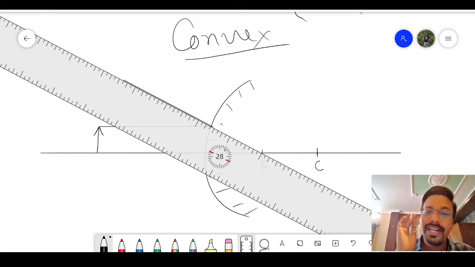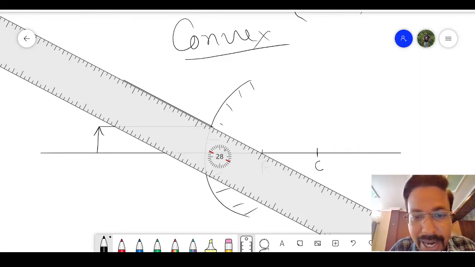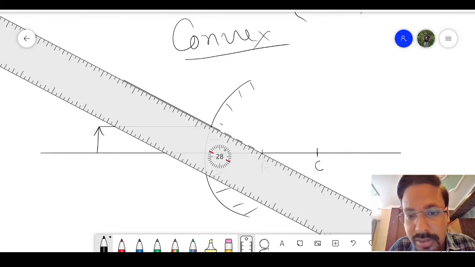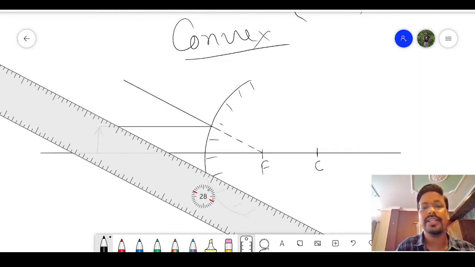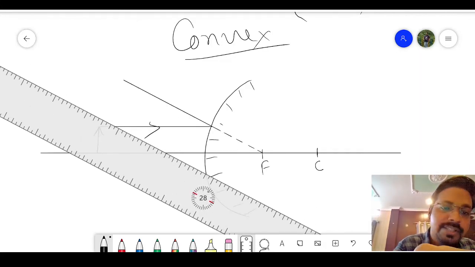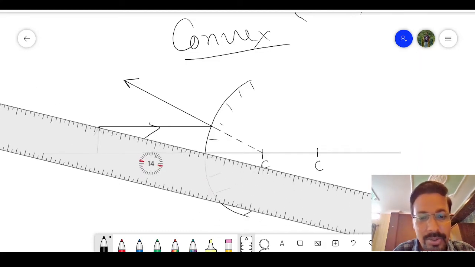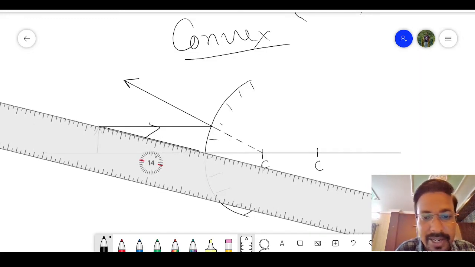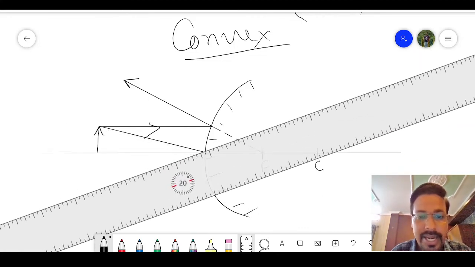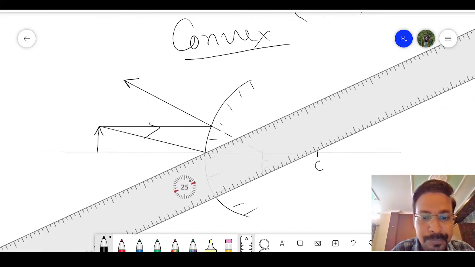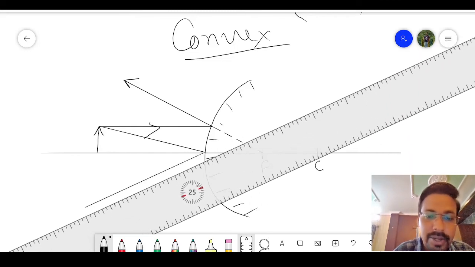Why? Because when a ray of light parallel to the principal axis moves, it reflects back in such a way that if you trace it back, it should meet the focus. Okay, that's a property. A ray of light in a convex mirror, which is parallel to the principal axis, when it reflects back, reflects in such a way that it passes through the focus. Okay. Next, we are going to draw a ray of light which will be directly at the pole. It will have the same property, it will make the same angle and come out.